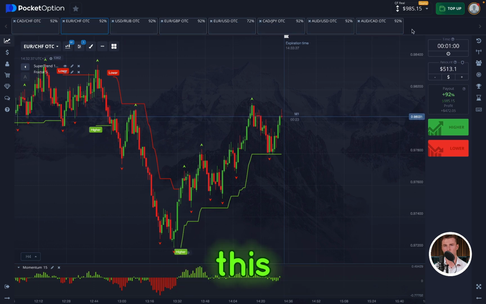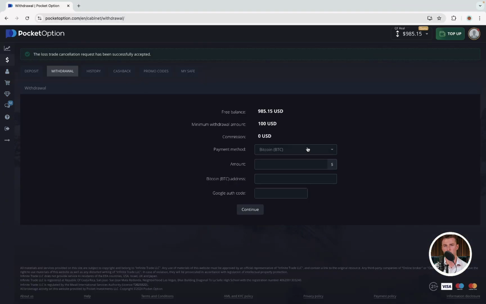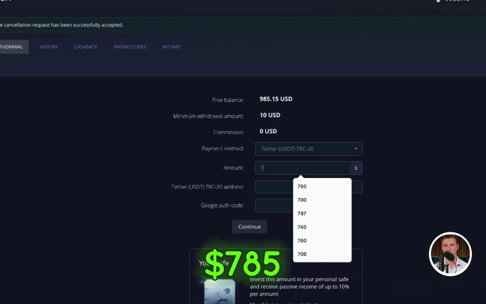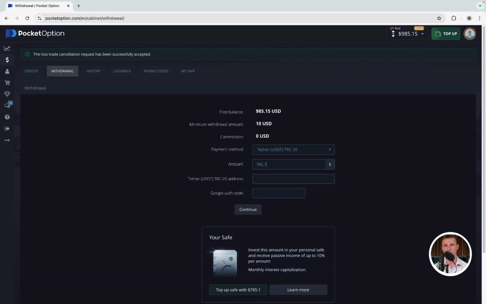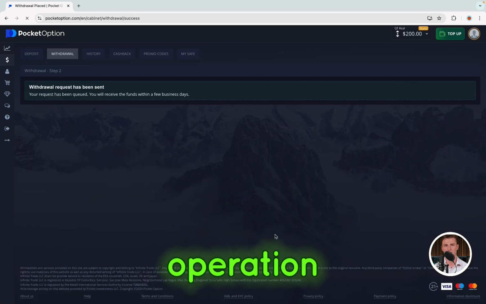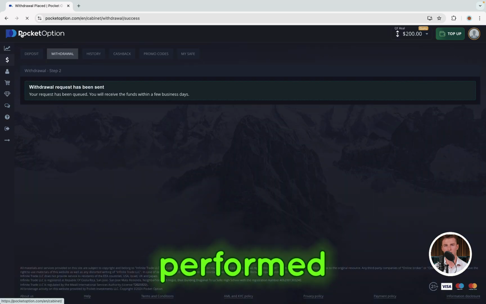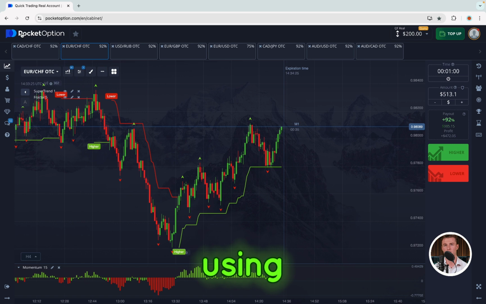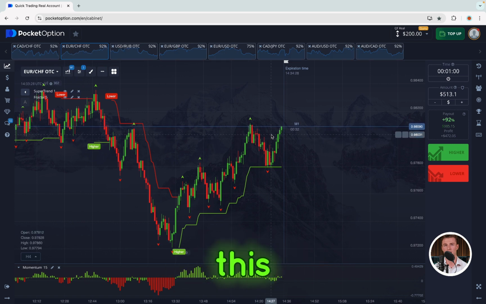So let's probably end this for today and fix today's profit. The amount of today's profit is $785. The withdrawal operation is being successfully performed. This is how trading turned out today using the set of indicators when working with this strategy.